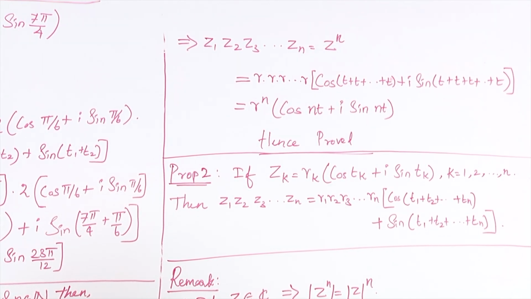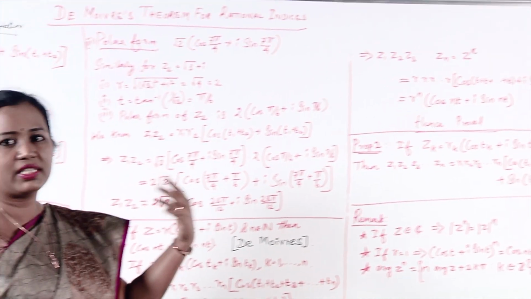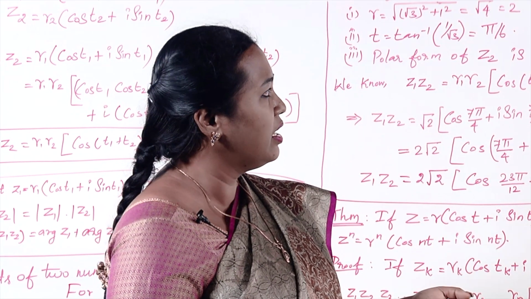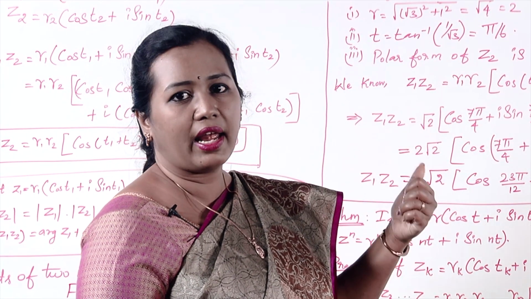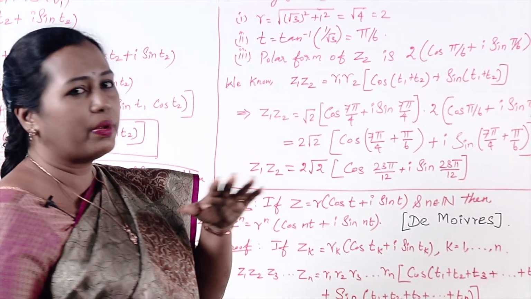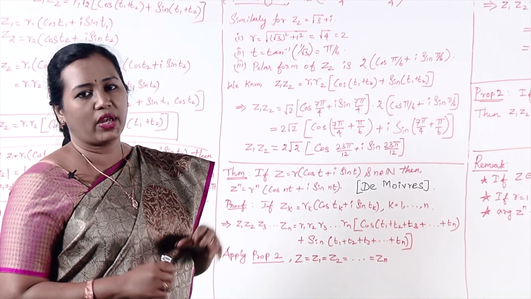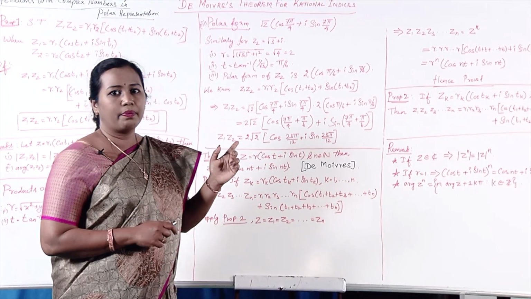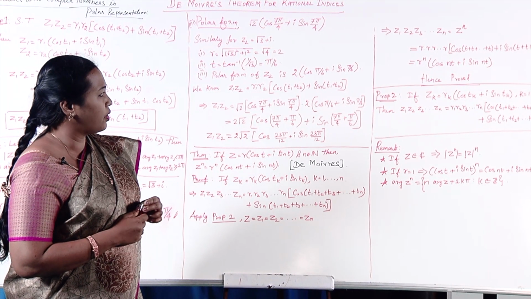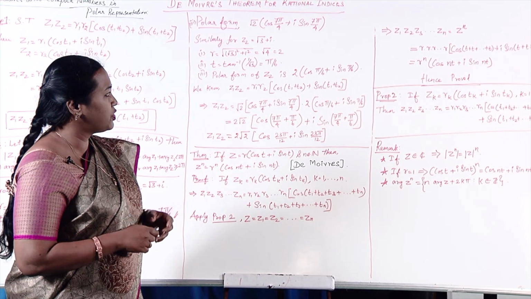On the right hand side, in the place of the argument you are just adding the same angles again and again. It is not T1, T2 or T3 and so on. It is merely the same angle added several times over, and hence we are getting T plus T plus T plus T, which is equal to r bar n times cos nt plus I sin nt. Thus, we have proved de Moivre's theorem. We have used two propositions and we have proved de Moivre's theorem, which will be extremely useful in the following chapters, in the following modules to come.